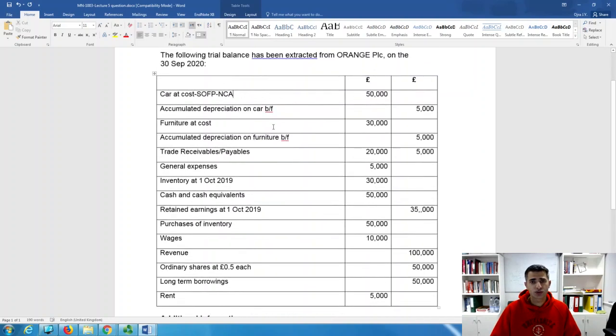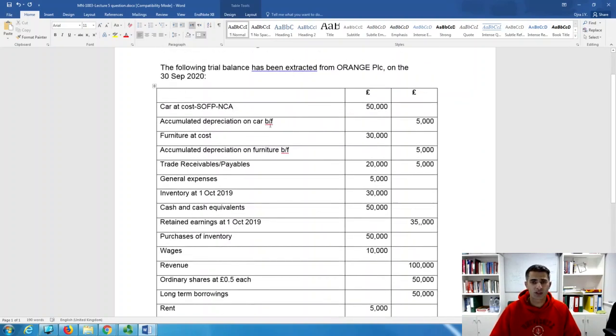Accumulated depreciation on the car brought forward means the beginning of the year. If you remember when we explained depreciation, we said that the depreciation for all the previous years we call accumulated depreciation, and this is the accumulated depreciation for the car. Don't forget, this should be taken away from the cost of the car when it comes to calculating the car in the workings. The same applies with furniture and accumulated depreciation on furniture. Same, it should be in the statement of financial position.